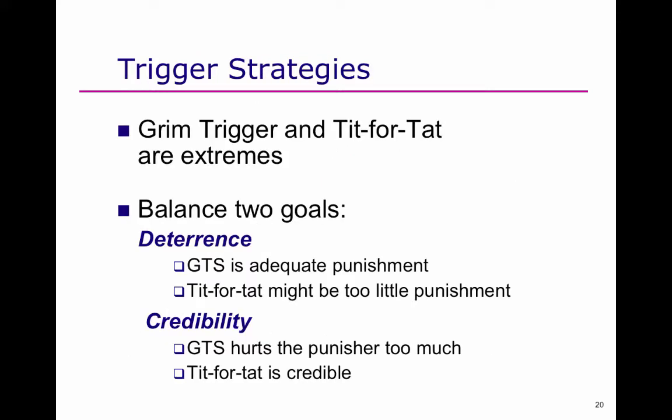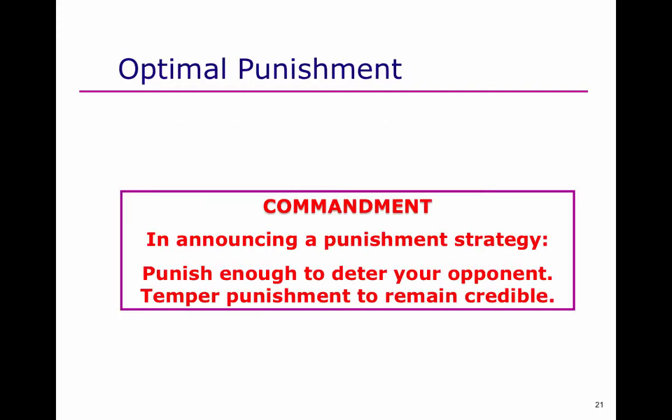Grim trigger and tit for tat are the extremes along a scale. And the reason is that each possesses a characteristic that is good, and each has a fault. In terms of deterrence, remember, the Grim trigger strategy is providing for us an adequate punishment. The tit for tat is actually not enough punishment. The credibility dimension indicates that the Grim trigger strategy is just hurting the punisher too much for it to really be a credible kind of stance that we would expect a firm to take. Tit for tat is far more credible. So it's sort of a balancing of these two goals, bringing about a commandment and announcing a punishment strategy. Punish enough to deter your opponent and temper your punishment to remain credible.